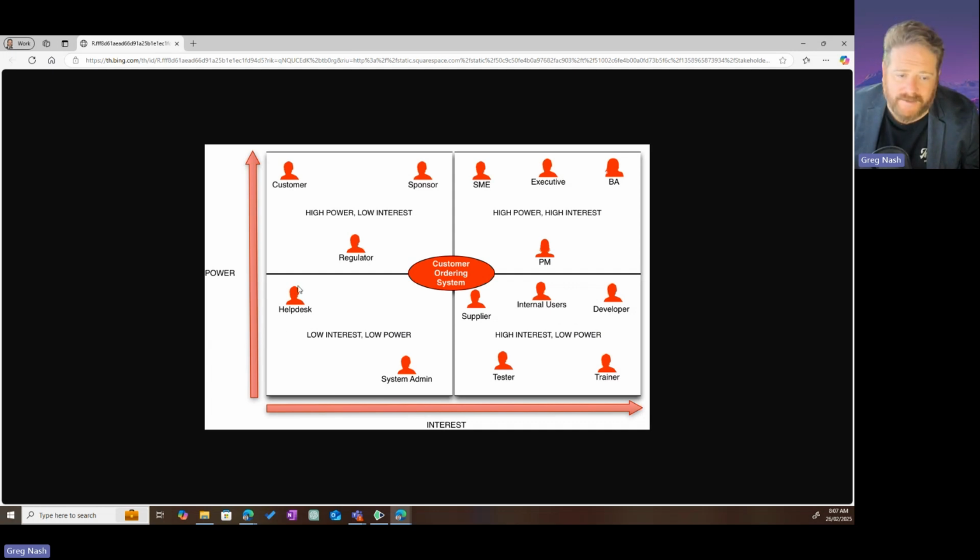If you do something that's eventually going to affect help desk because you're creating problems, then suddenly they move into this more high interest phase, and you do need to start paying attention to them. So this kind of matrix is a great way to think about who your stakeholders are and how much interest they have in the project that you're doing.